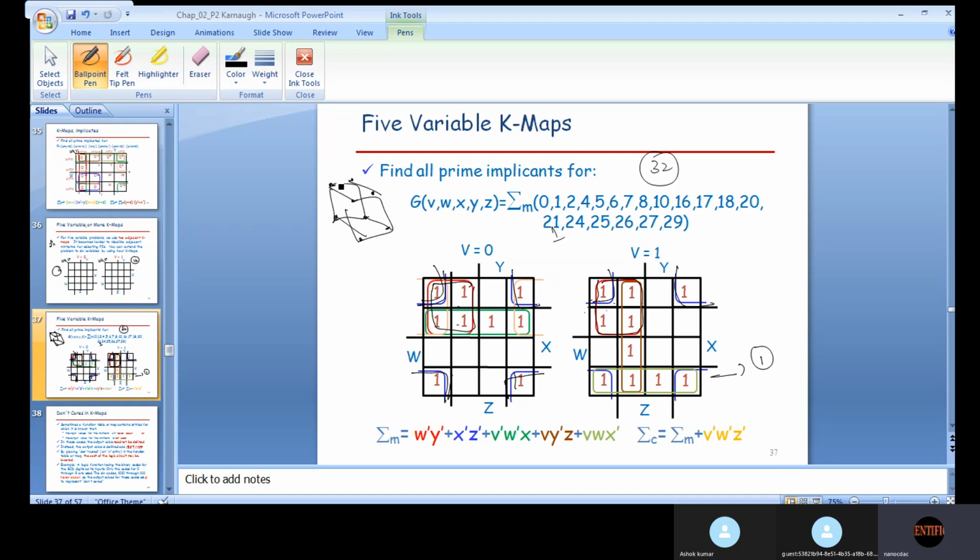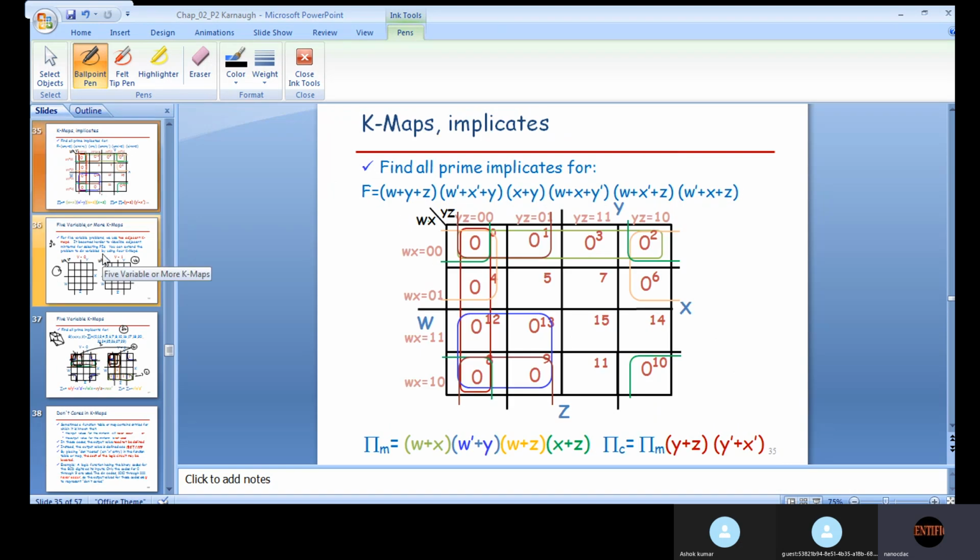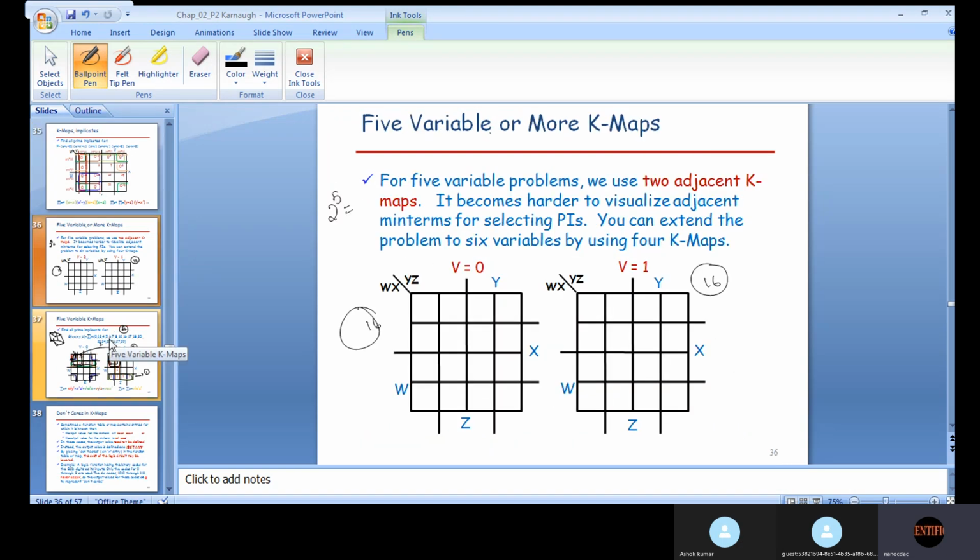Okay, so here you can see 1 2 3 4 and here also 1 2 3 4. So these two groups are indicating 1. This is another group, 2. And later on, this is 1, and this is also 1. Okay, relevant to this you can see wx yz, v is equal to 0, v is equal to 1.